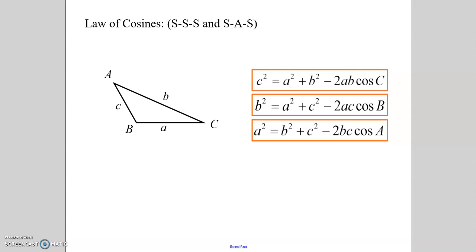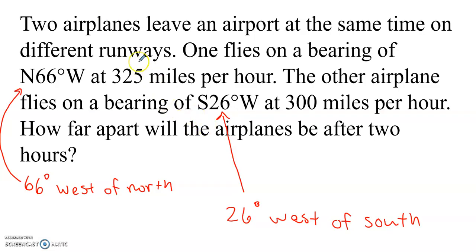So let's take a look at a word problem here. Two airplanes leave an airport at the same time on different runways. One flies on a bearing of north 66 degrees west. Now, to interpret that, that means that it is flying 66 degrees west of north. And it's going 325 miles per hour. The other airplane is on a bearing of south 26 degrees west, and that means that it is flying 26 degrees west of south. That's how you interpret those, at 300 miles per hour. How far apart will the airplanes be after 2 hours?